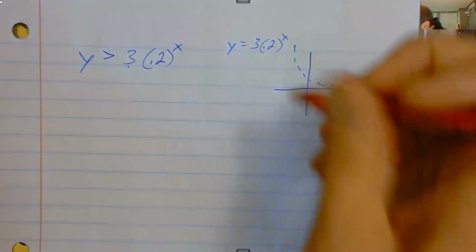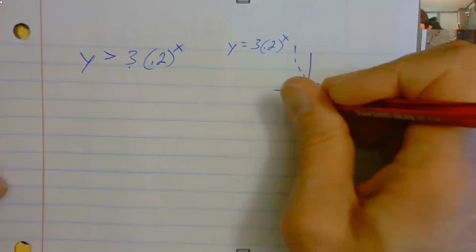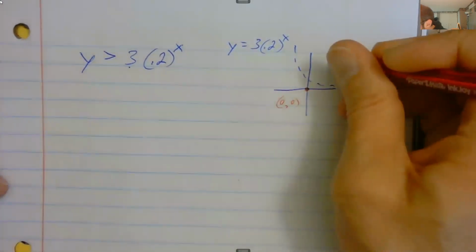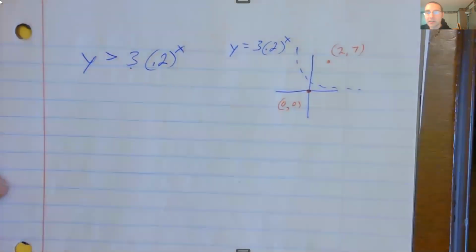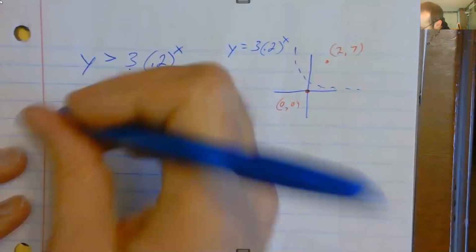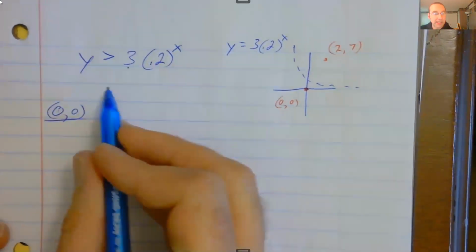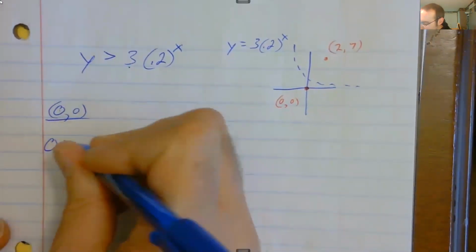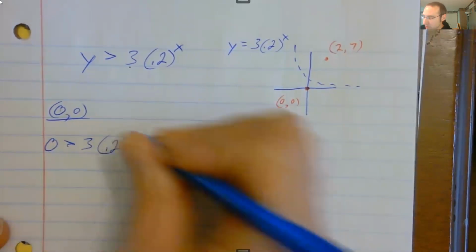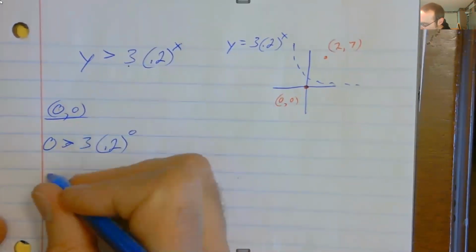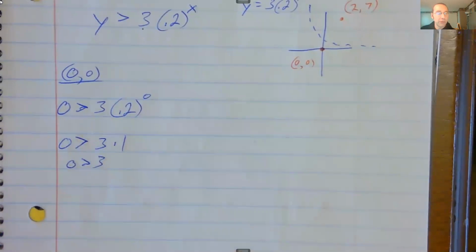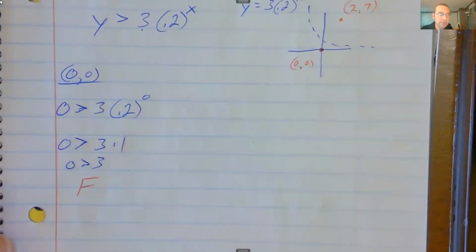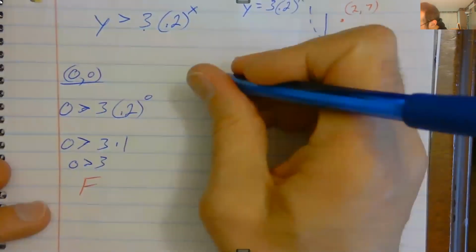So once again, I'm going to pick a couple of points. I know you might get sick of using 0, 0, but again, I think it's the easiest thing to plug in there. And then I'm going to try 2, 7 up here. So we go 0, 0. We're going to test that. 0 is greater than 3 times 0.2 to the 0. That says 0 is greater than 3. Anything to the 0 is 1, so it's 3 times 1. Is 0 greater than 3? False. Not true.